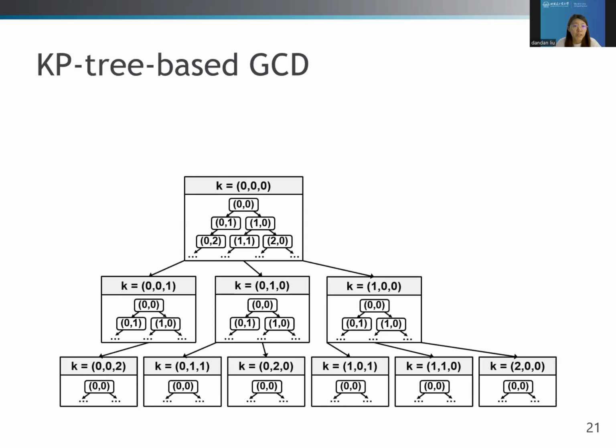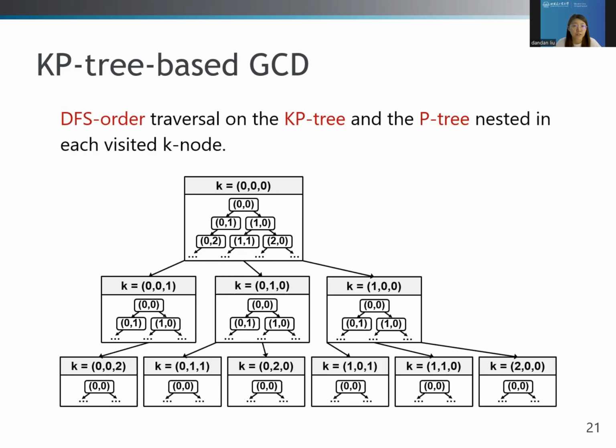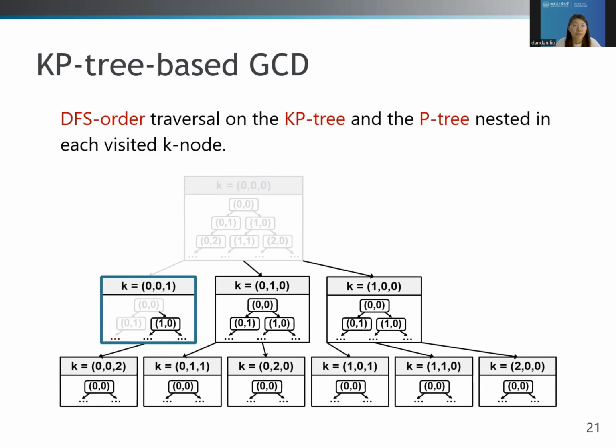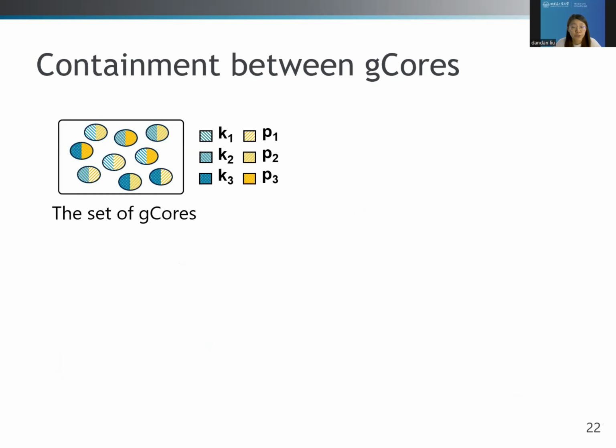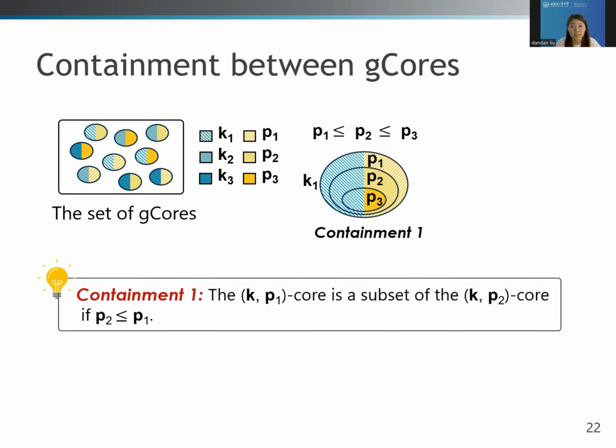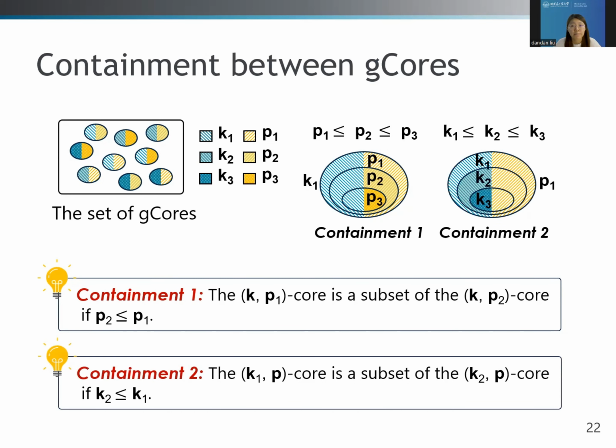Using the KP tree, we employ a DFS order decomposition approach that performs DFS traversals on the KP tree and the P tree in each encountered k-node. When a p-node is visited, our GCS algorithm computes the corresponding KP core. But why is this order efficient? Let me show you two containment relationships among G-cores. When fixing vector k, larger values of p lead to smaller G-cores, nesting inside the G-core for smaller p-values. And a similar containment relationship applies for G-cores with the same vector p.